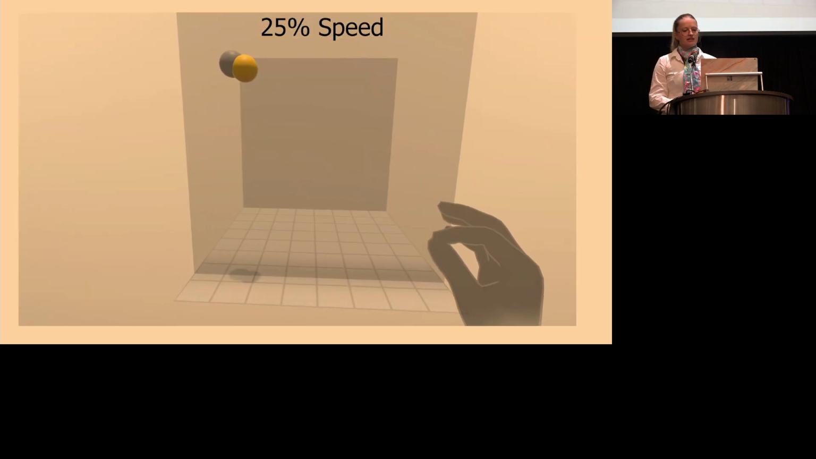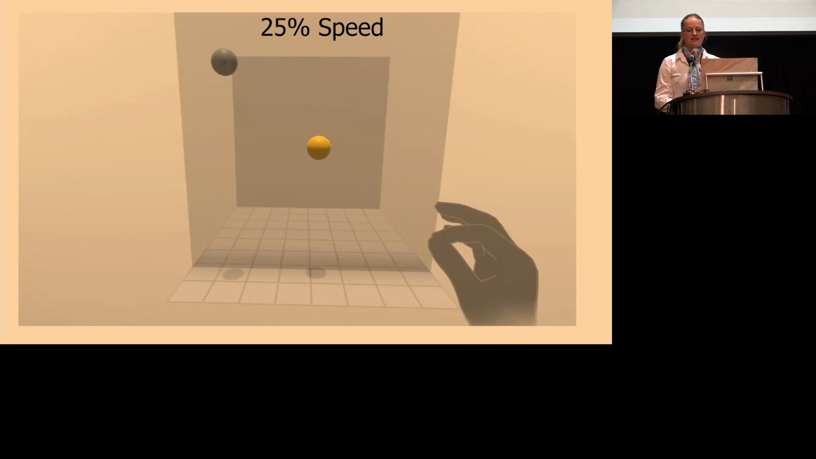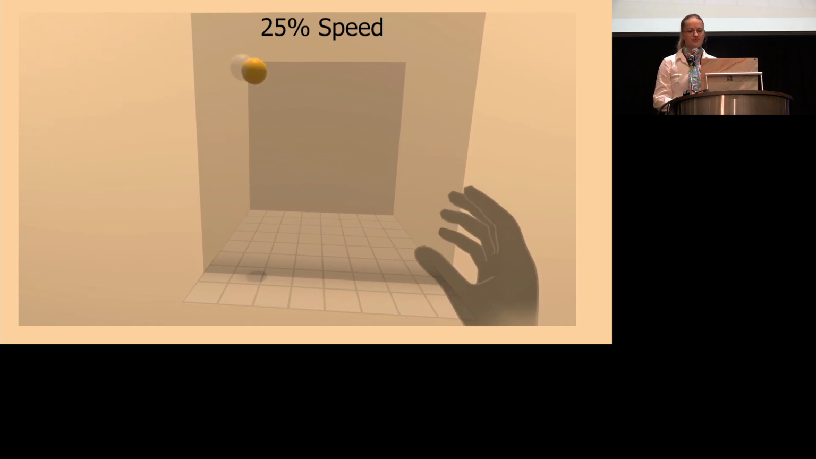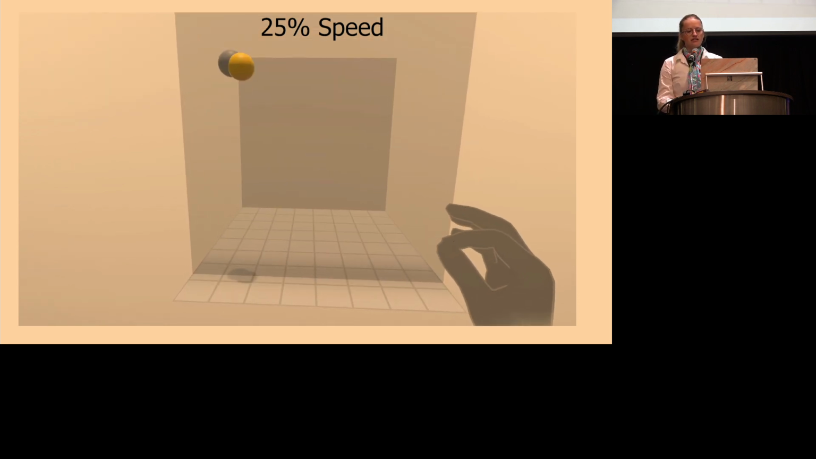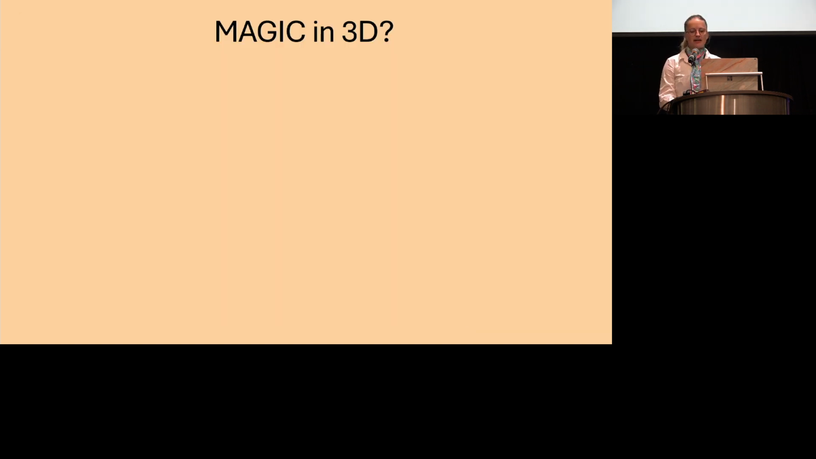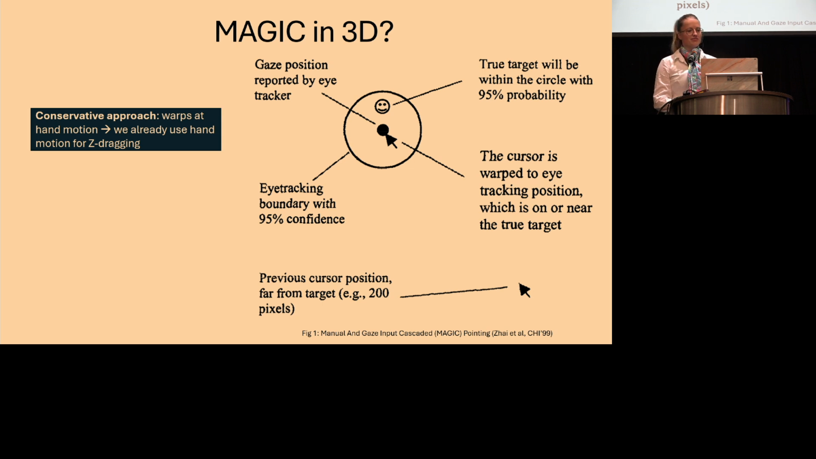So we also found that it's very difficult with the eyes to place the object precisely at the target center. As shown in the video, there's always a slight offset. Also, the user is looking at the target. The object is never placed exactly on it. Therefore, we initially were inspired by MAGIC technique from 1999, which improves the manual input with gaze. So with MAGIC, it shifts the mouse pointer into the visual attention area on a 2D screen and significantly reducing dragging effort.